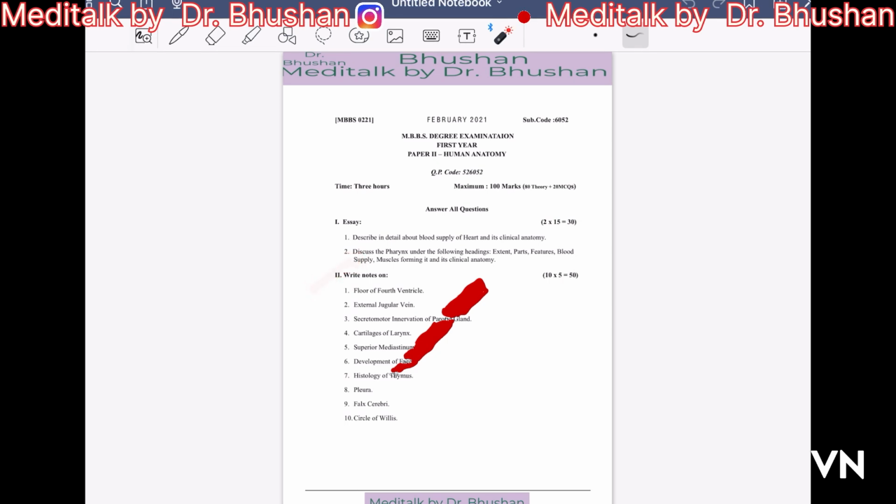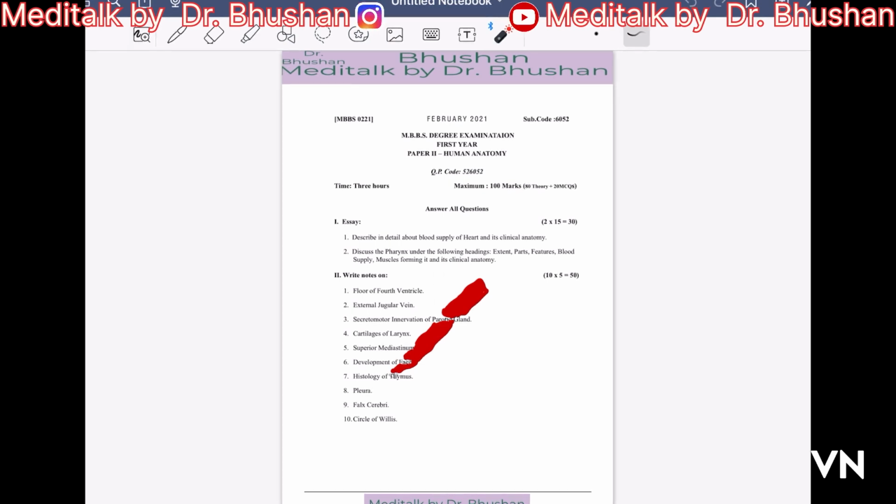Second part, write notes on floor of fourth ventricle for 5 marks. External jugular vein, secretomotor innervation of parotid gland. This is also one of the LAQ.